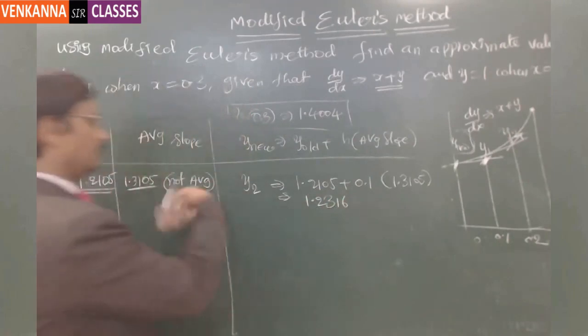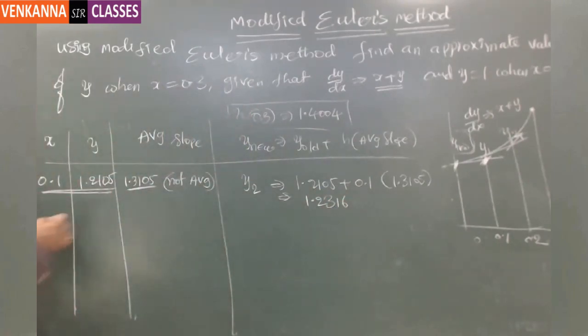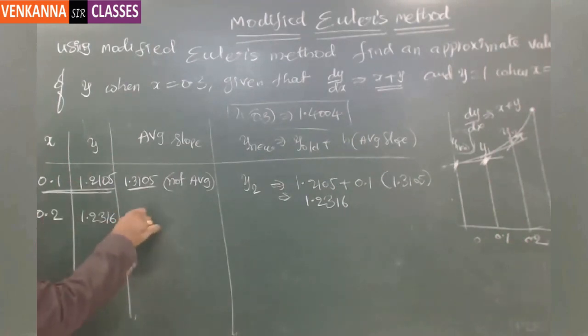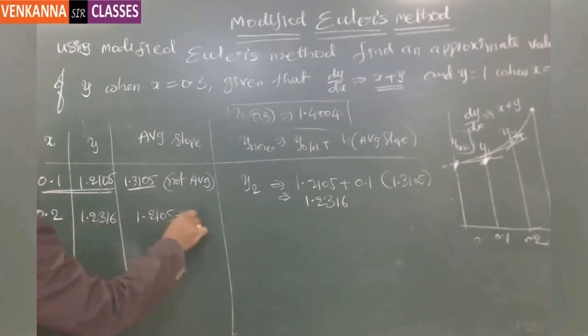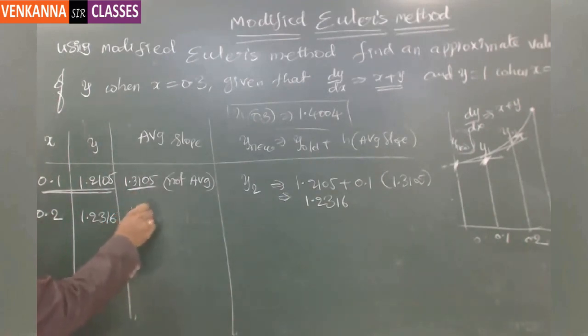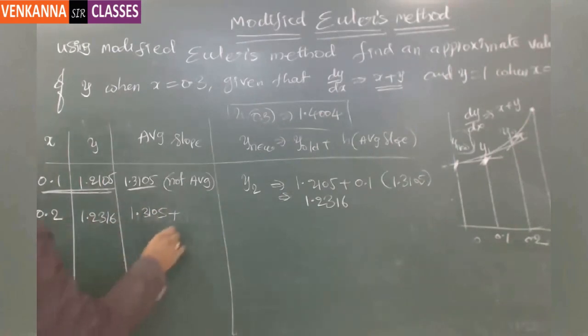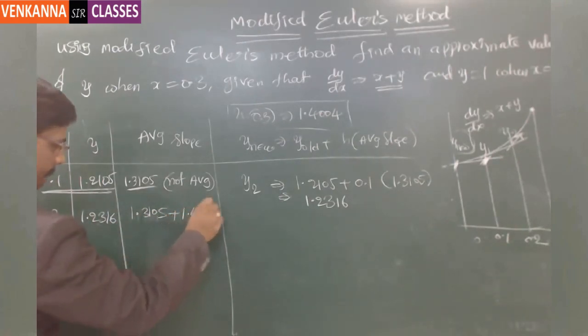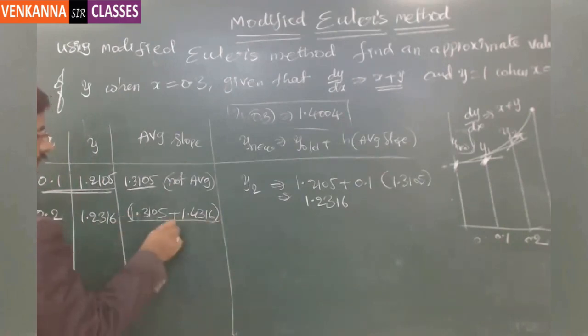Now in the calculation of the next one, this is 0.2 and this value is 1.2316, and then the previous slope is 1.3105. Sorry, the sum of these two, 1.2105 plus 1.2316, gives the new slope 1.4316. Then take the average of these two slopes. So this average value you have to consider.